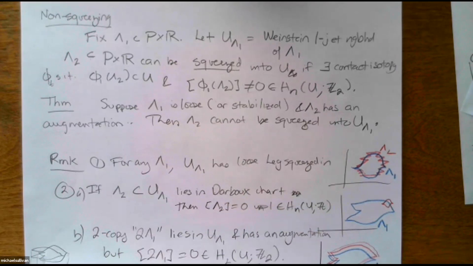So if one Legendrian is C0 close to another Legendrian, there's a map between the partially wrapped categories or this Legendrian DGA. Well okay, actually there's no map between the Legendrian DGAs, but there's a functor between the categories. Okay. Sorry, so you're saying if there's a squeezing?